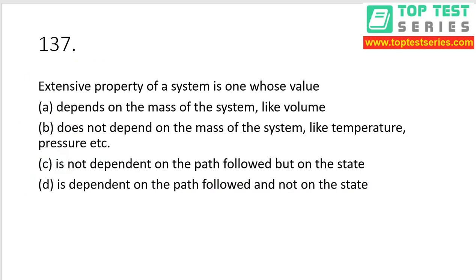Question number 137. Extensive property of a system is one whose value depends on mass of the system, like volume, as opposed to one that does not depend on the mass of the system, like temperature, pressure. Okay, my dear, you know that. What is an extensive property? It depends on mass. That means option A is the correct answer, right? Whenever we see that one option is correct, always look at one more thing, that is whether there is an 'all of these' option given. You need to read all the points, otherwise you can mark the wrong answer, right?